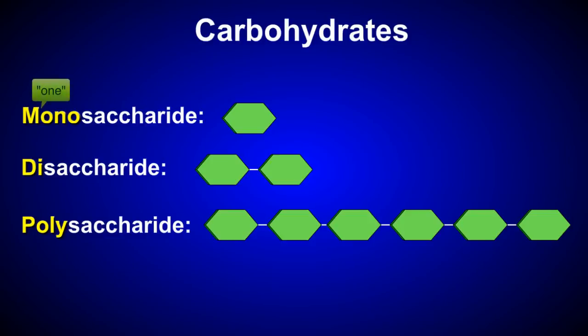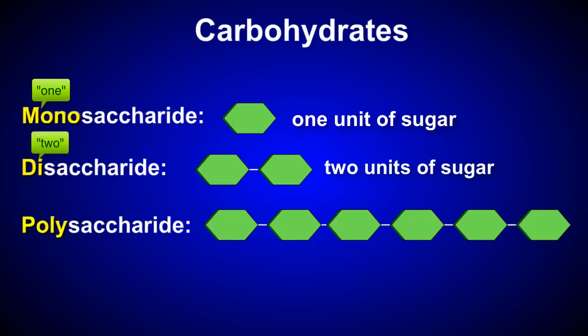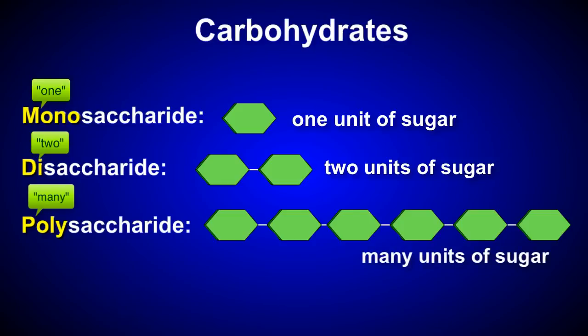Mono means one, so a monosaccharide is a carbohydrate made of 1 unit of sugar. The prefix di means two, so a disaccharide is a carbohydrate made of 2 units of sugar. And poly means many, so a polysaccharide is made of many sugar units bonded together. Let's talk about monosaccharides first.